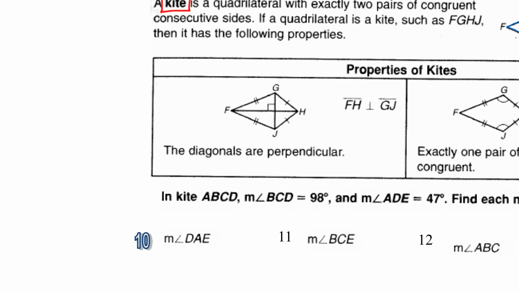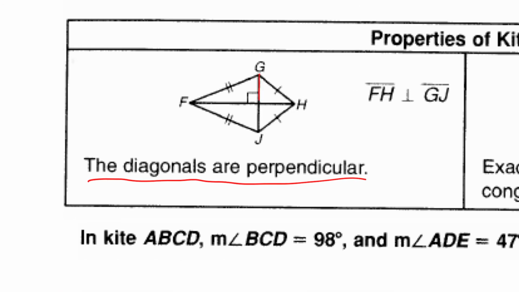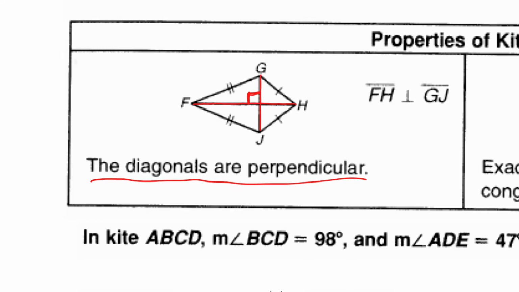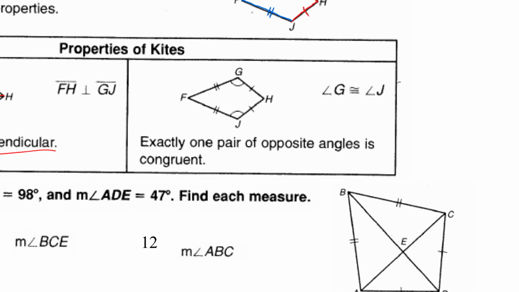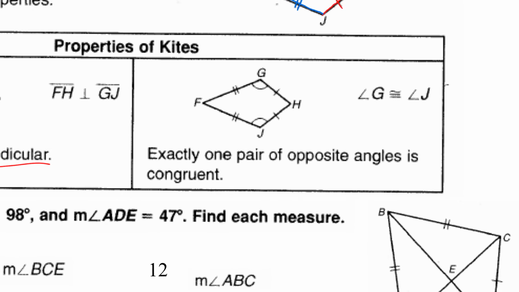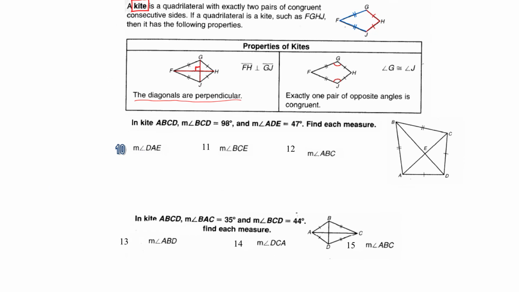There's 2 properties that we're going to look at here. The first one is that the diagonals are perpendicular, just like in a rhombus. So where the 2 diagonals meet, it's going to make a 90-degree angle. The other property is that exactly 1 pair of opposite angles is congruent. So like this angle G and this angle J are going to be congruent to each other. F and H will not be congruent to each other within this definition of a kite. Okay? So we're going to use those 2 facts to help us answer these questions.